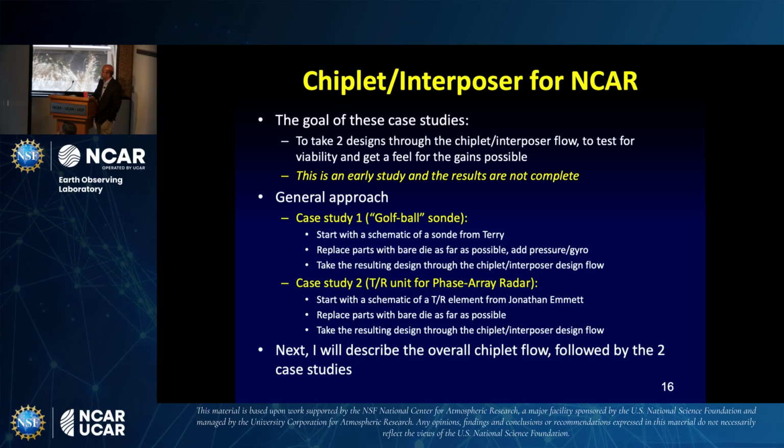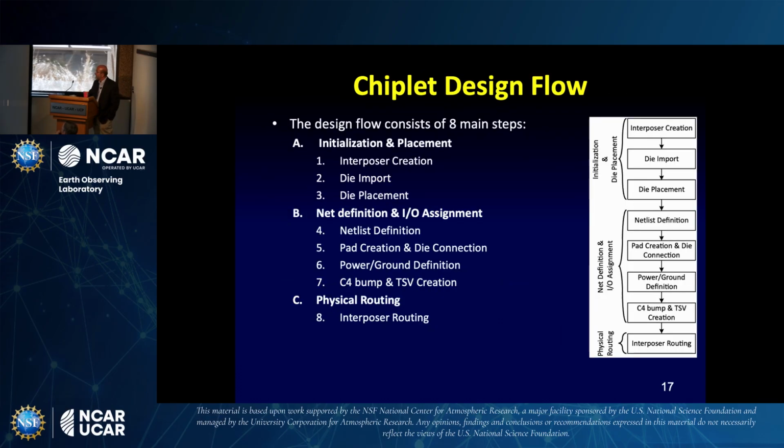With the TR unit, same idea. We started with a schematic of a TR element, which I got from Jonathan, and then replaced parts where possible. Feedback from Vivek and Eric as to, hey, you can't change this part. This is too slow. This is whatever. Some modifications to the initial schematic I made, and then back and forth until we converged on that, and then take the resulting design through the entire flow. Let's see what we got. And then we got what we got. So this is what I'm going to describe next.